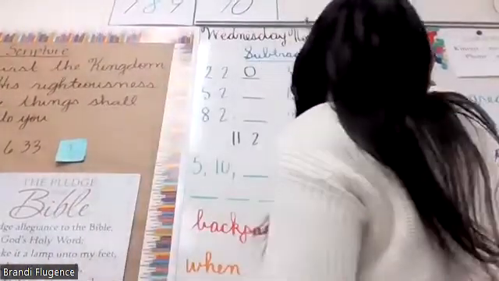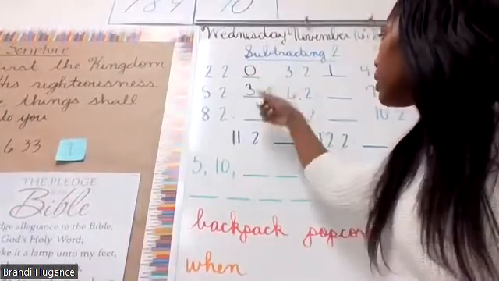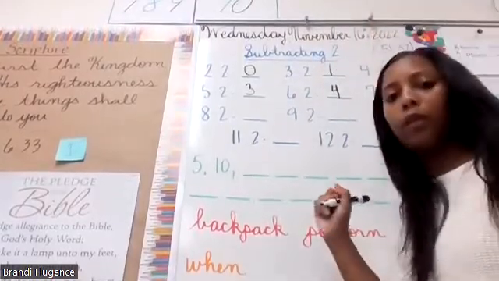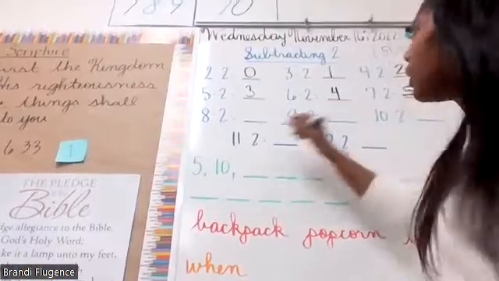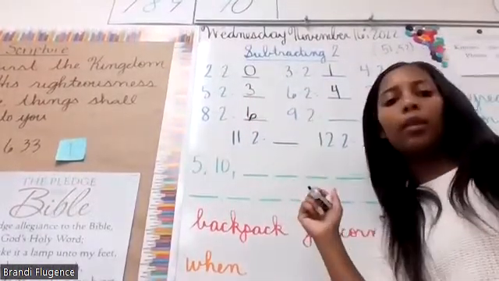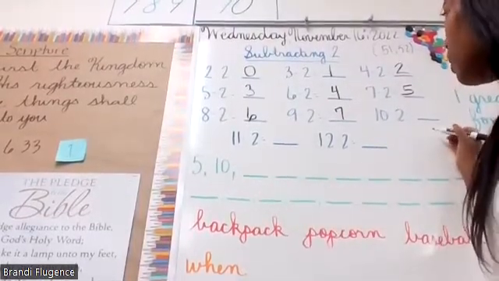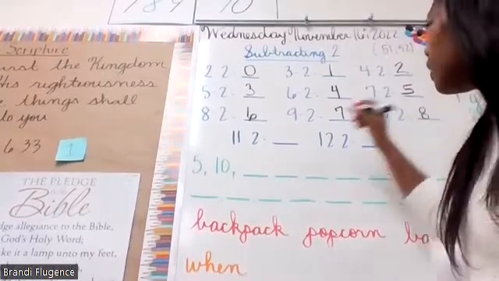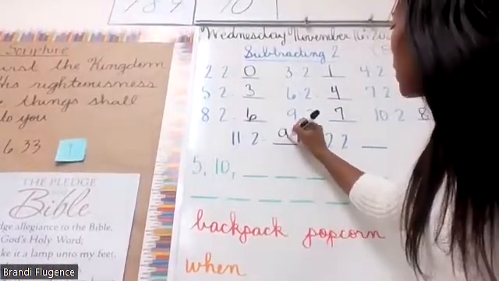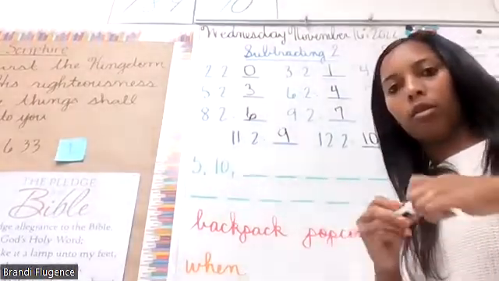2. 5 minus 2. 3. 6 minus 2. 4. 7 minus 2. 5. 8 minus 2. 6. 9 minus 2. 7. 10 minus 2. 8. 11 minus 2. 9. And then 12 minus 2. Okay, so go ahead and fill those in on the A side.